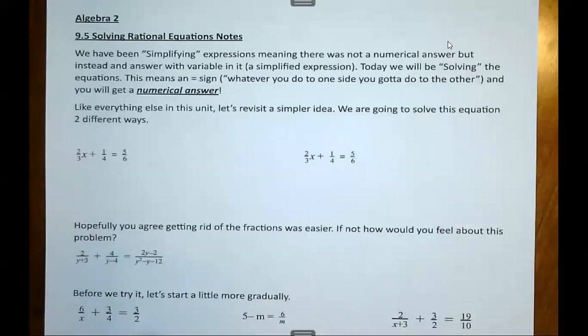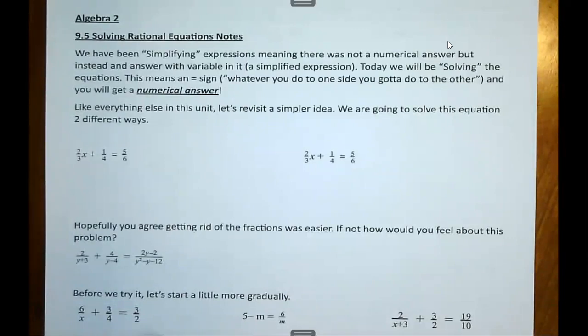So we have been simplifying expressions for a while now, so that we could add them, subtract them, multiply them, divide them. But today we're actually going to be solving rational equations. This means that we're going to have an equal sign. X equals some number. And whatever you do to one side, you got to do to the other.